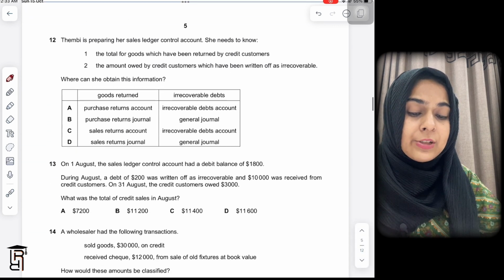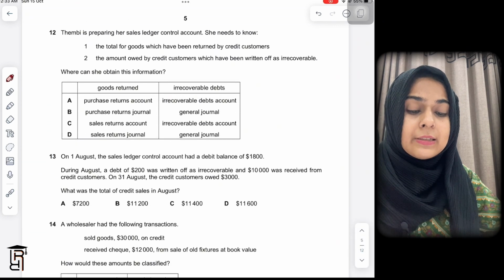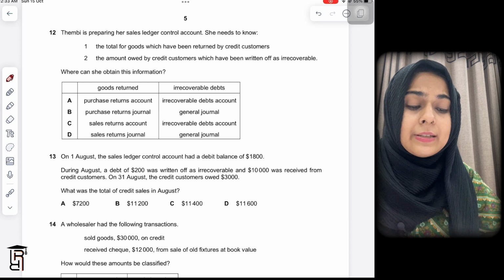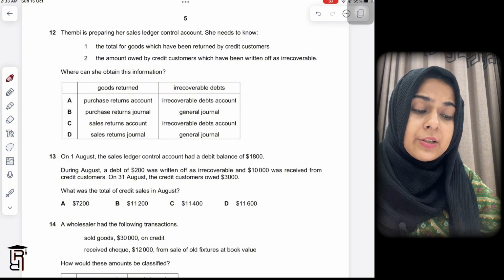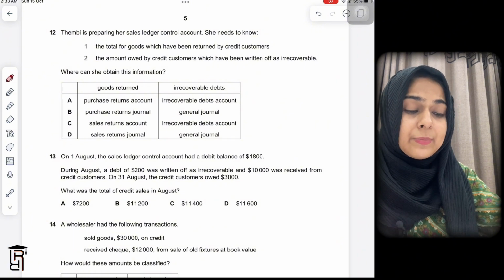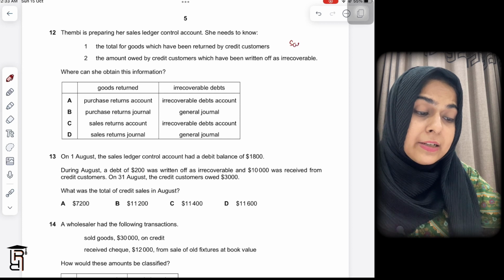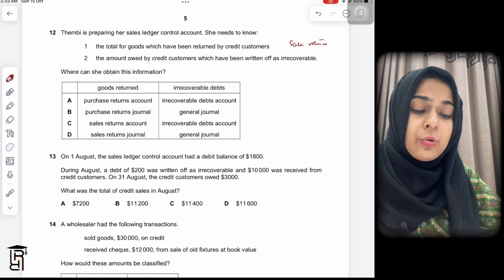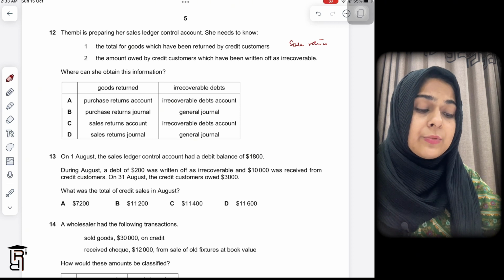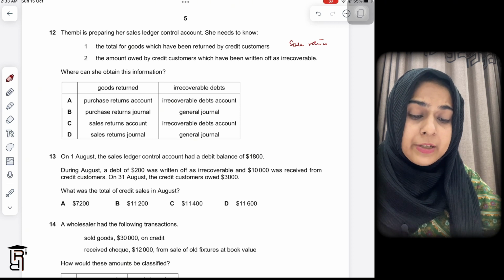Okay, in the next question, they're saying Thembi is preparing her sales ledger control account. She needs to know the total for goods which have been returned by credit customers. That is basically your sales returns, and then they are saying she also wants to know the amount owed by customers which has been written off as irrecoverable. So where can she obtain this information?